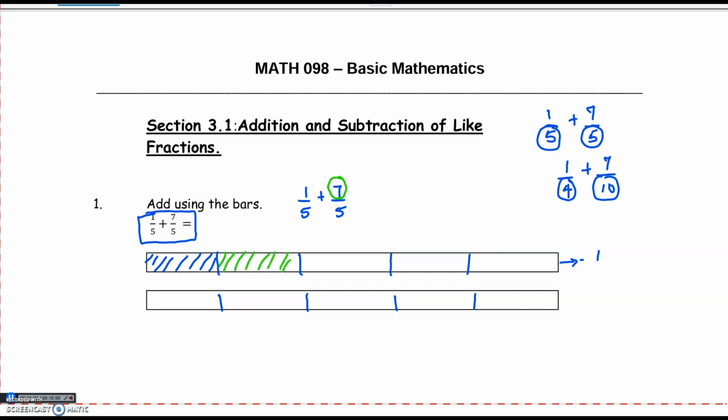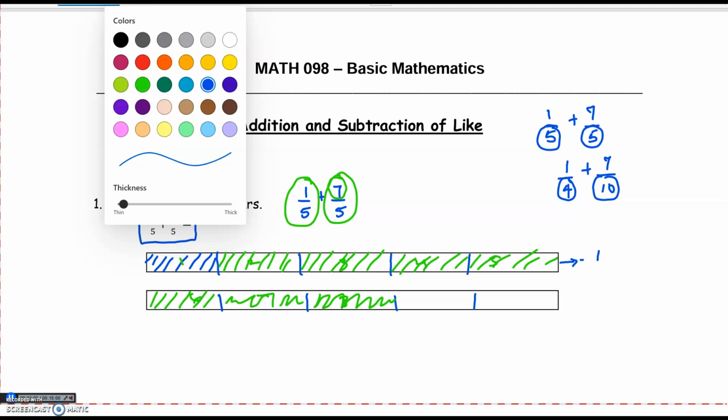1, 2, 3, 4, 5, 6, 7. So what I've done is I've taken a fifth, the blue cell, and added 7/5. Each is a fifth. So now what I have is 8/5. So if I count all, that's 1, 2, 3, 4, 5, 6, 7, 8. So what I have is 8/5.